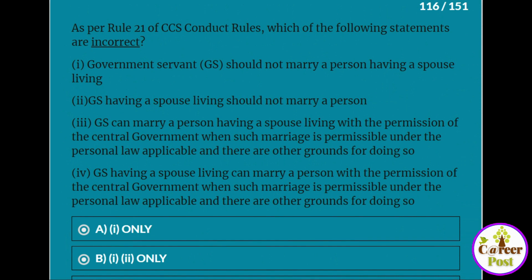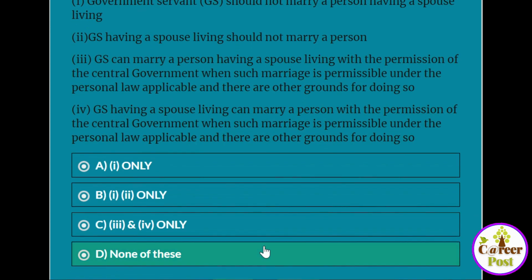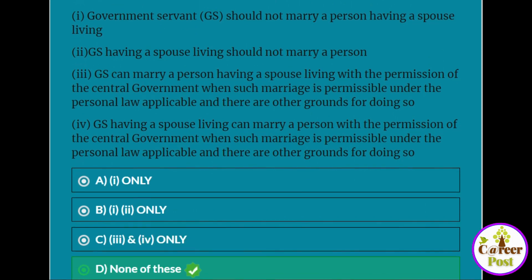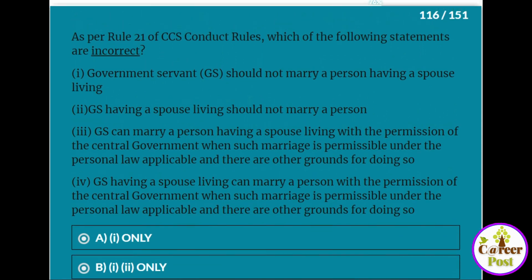As per Rule 21 of CCS Conduct Rules, which of the following statements are incorrect? 1. Government servant shall not marry a person having a spouse living. 2. Government servant having a spouse living should not marry a person. 3. Government servant may marry a person having a spouse living with the permission of central government when such marriage is permissible under personal law applicable and there are other grounds for doing so. 4. Government servant having a spouse living can marry a person with permission of the central government when such marriage is permissible under personal law applicable and there are other grounds for doing so. What is the answer? The answer is none of these. Here in the question you can see that which of the following statements are incorrect, and the answer is none of these. That means all of these statements are correct.